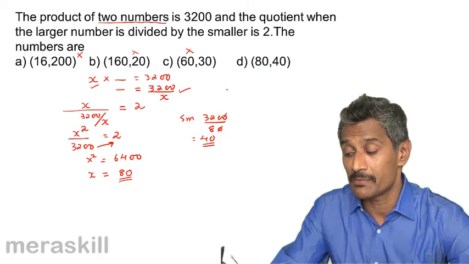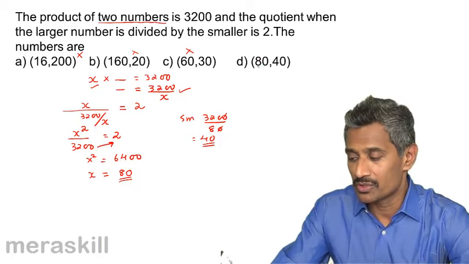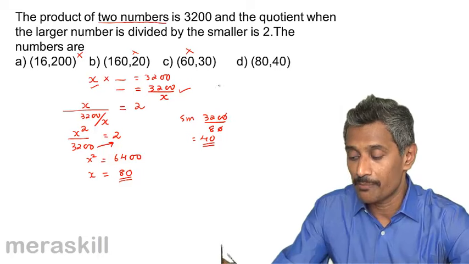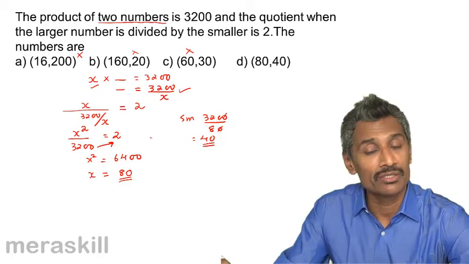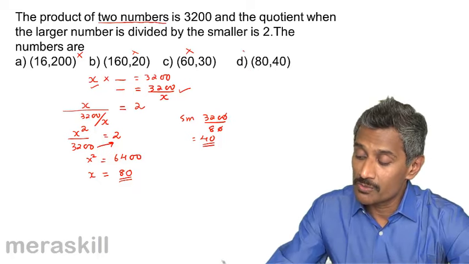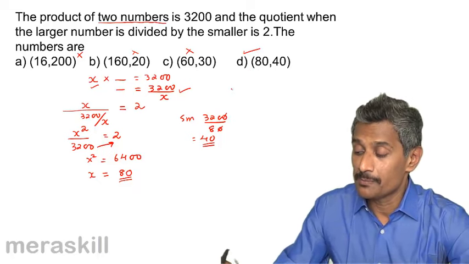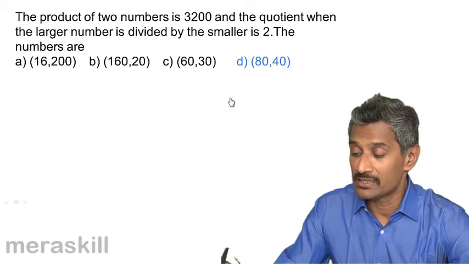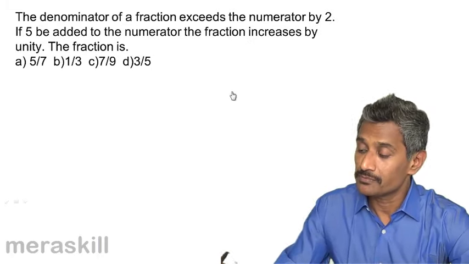So here it would be a smarter way to substitute these values in the condition and do it. However, if you want to form the equation, we do it this way. Right, so our answer is going to be 80 and 40. And yes, we are right, it's 80 and 40.